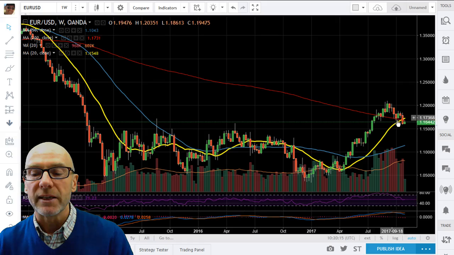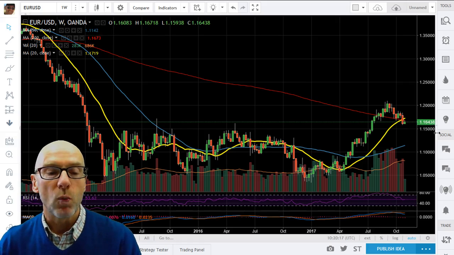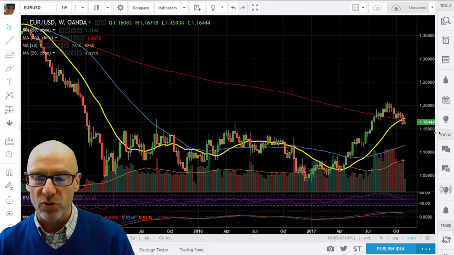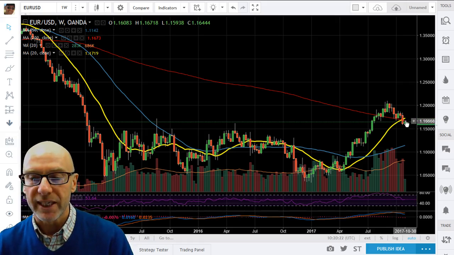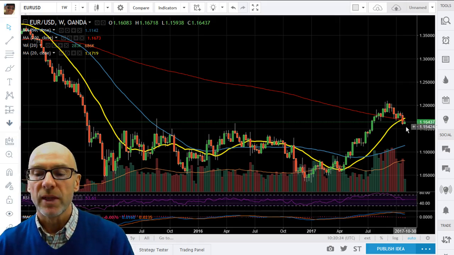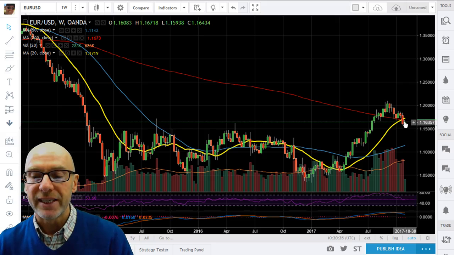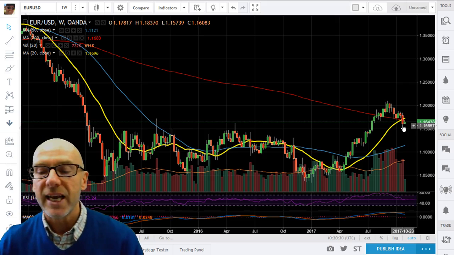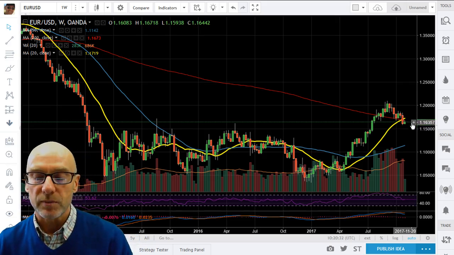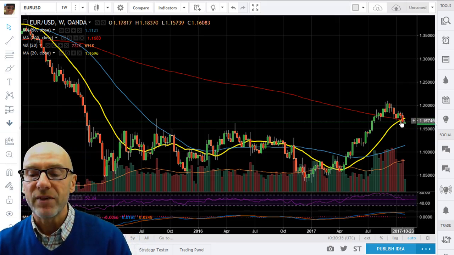This is the red line, the 200-week, presently at 1.1673, and that becomes a key resistance level now. In fact, you can see that we have hit it this week before subsiding somewhat. So that's key resistance from the 200-week. We didn't find any support from the rising 20-week.